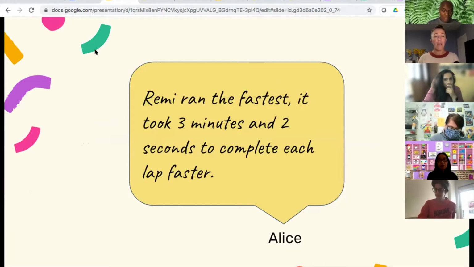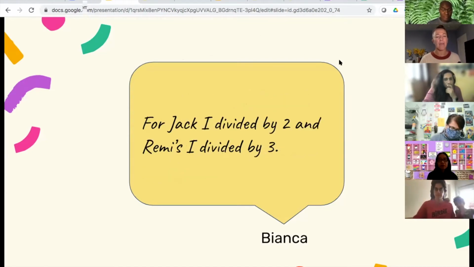Alice said, Remy ran the fastest. It took 3 minutes and 2 seconds to complete each lap faster. So in your breakout room of 3 people, you're going to think about what is clear and correct about Alice's thinking, and what kind of feedback would you give Alice to make her explanation even better.